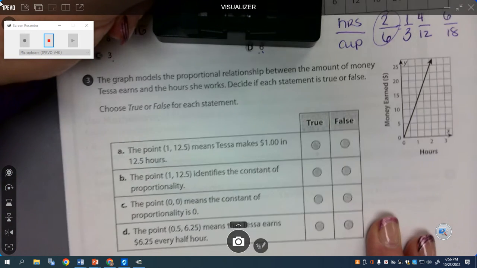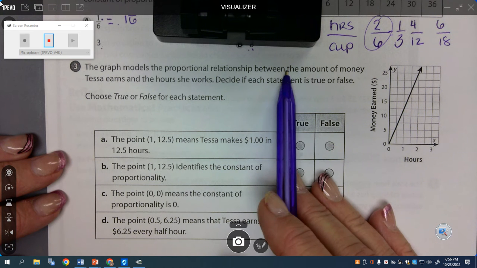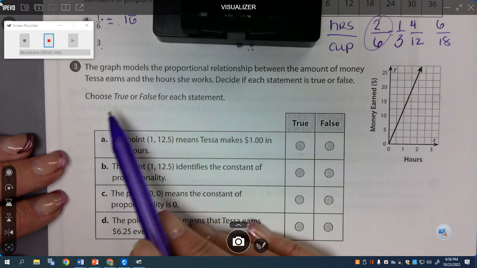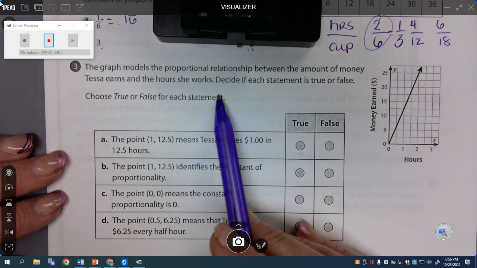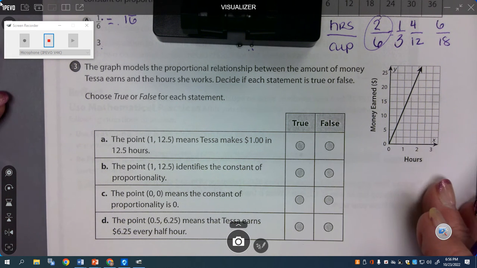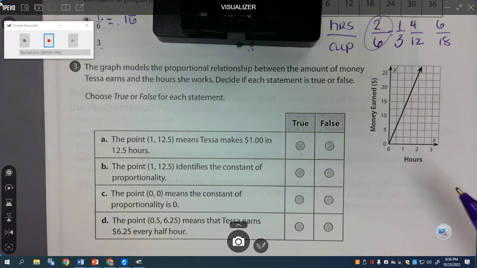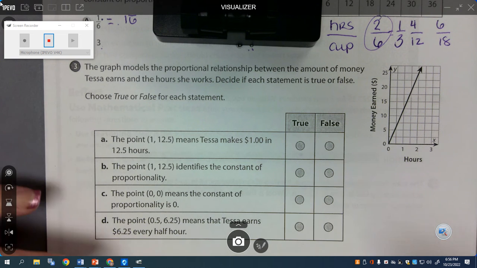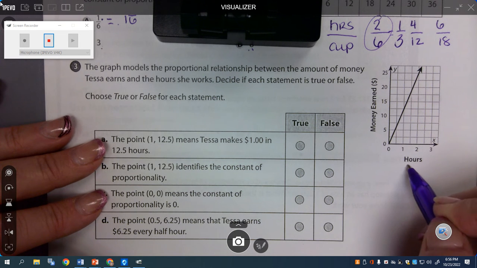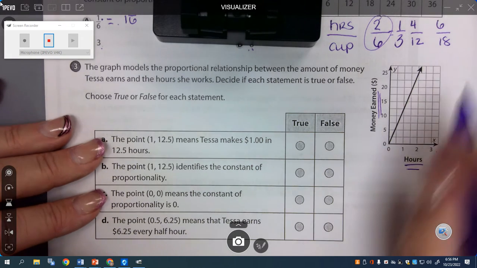Okay? So this problem right here says this. This graph shows a proportional relationship between the amounts of money Tess earns and how many hours she works. Decide if each statement is true or false. Well, people, before you even dig into any of this, let's go see what's going on with our chart, okay? So it looks like this, the x-axis is our hours, the y-axis is money returned.